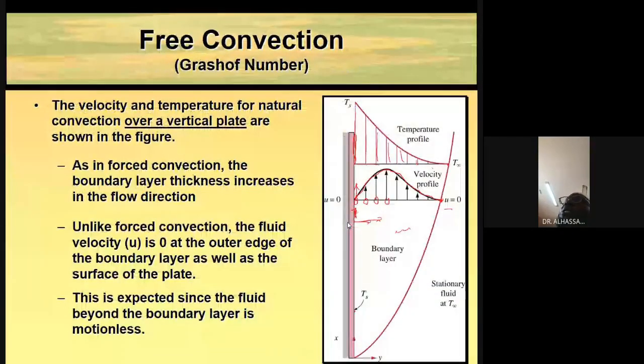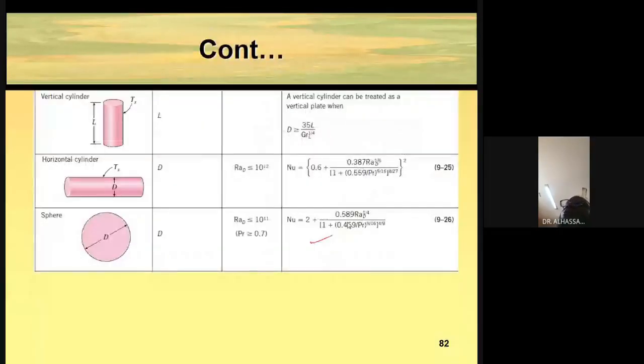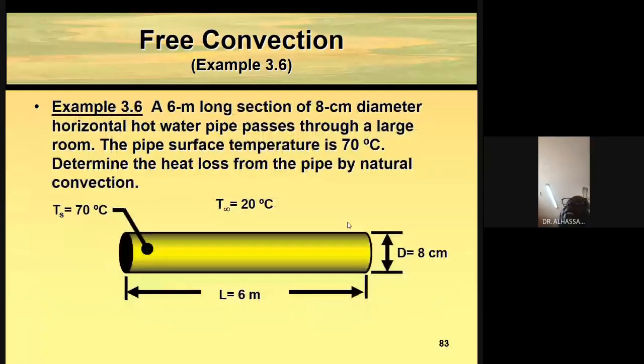Yes, there was one question which I told you we were going to discuss, but in any case, it is this one. Here we are told that a 6-meter long section of 8-centimeter diameter horizontal hot water pipe passes through a large room. The pipe surface is 70 degrees Celsius. Determine the heat loss from the pipe by natural convection.